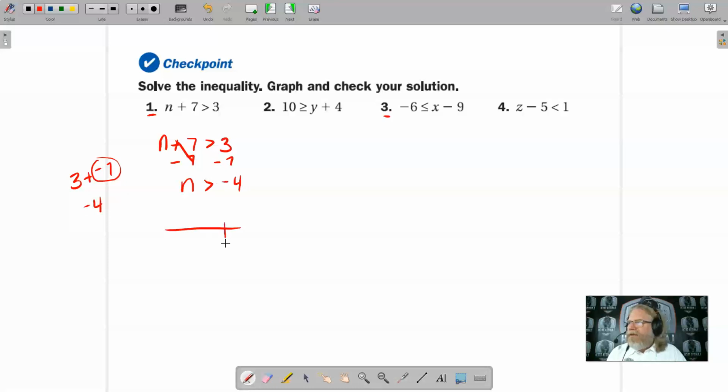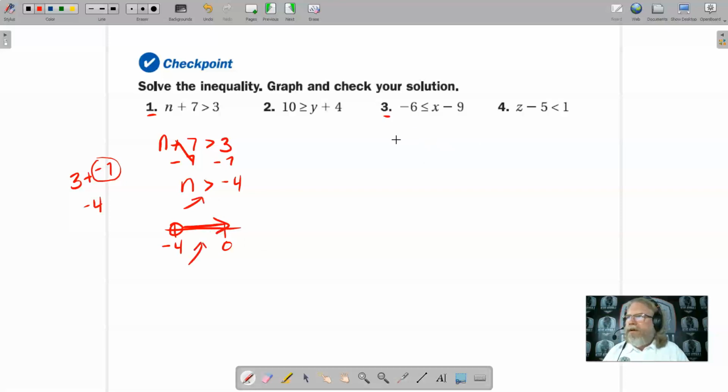And if we were to graph this, here's 0, and here is negative 4. It does not have the equality portion, so we want an open dot, and then we're going to highlight everything to the right, because everything to the right is greater than negative 4. And again, notice that my inequality sign looks like an arrow going to the right, and on my graph, my arrow went to the right as well.